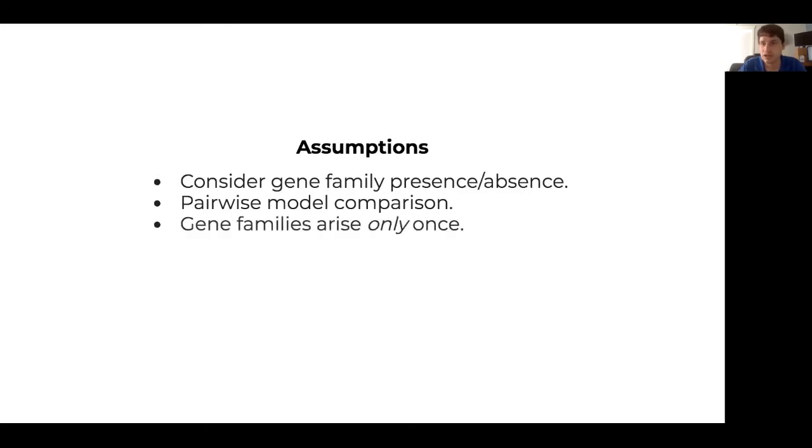I'm assuming here that gene families arise only once. So this precludes things like horizontal gene transfer or gene resurrection. So my assumption is a gene family can't have popped into two different independent species. If they did, they would be different enough that they would have ended up getting classified as different gene families. So that's my assumption.